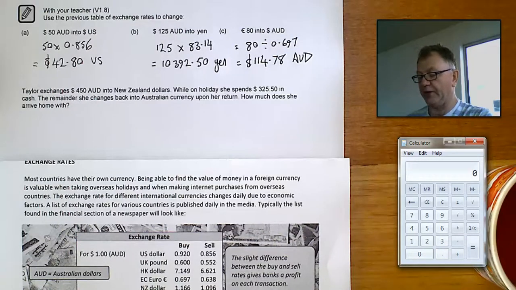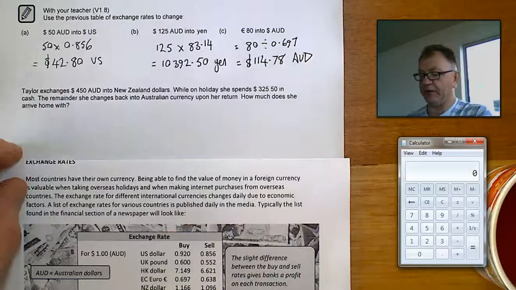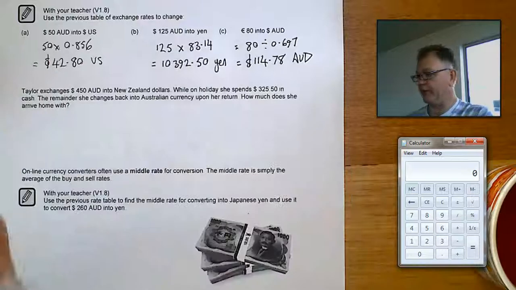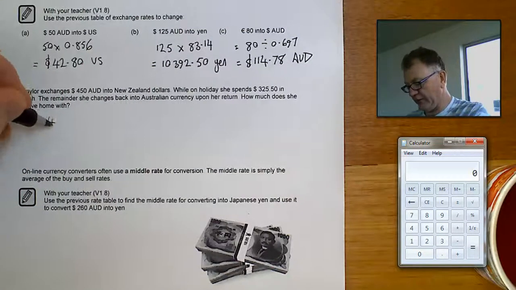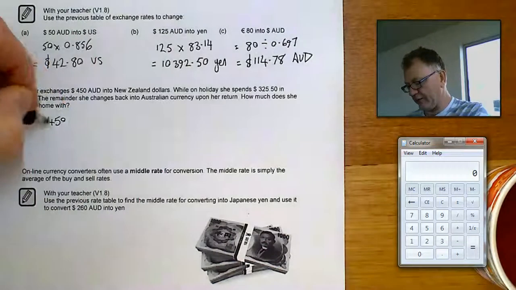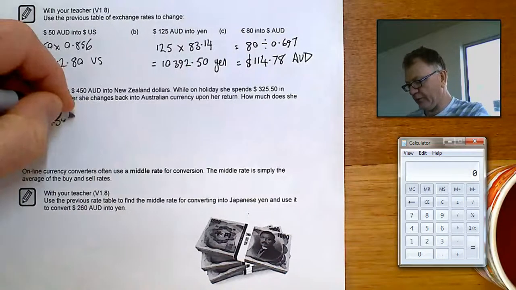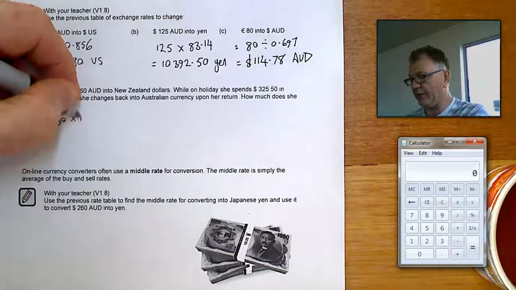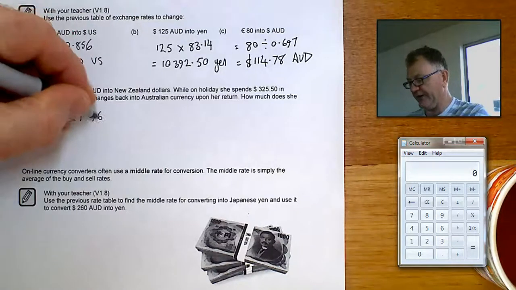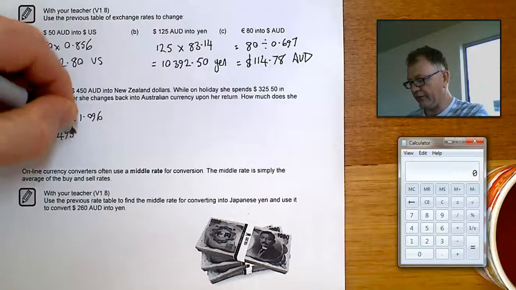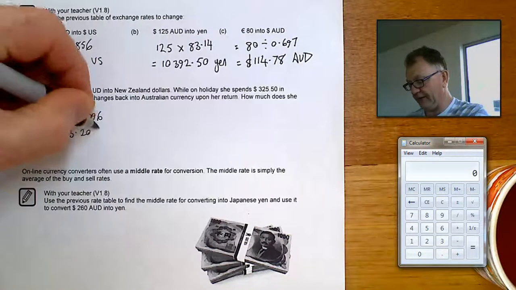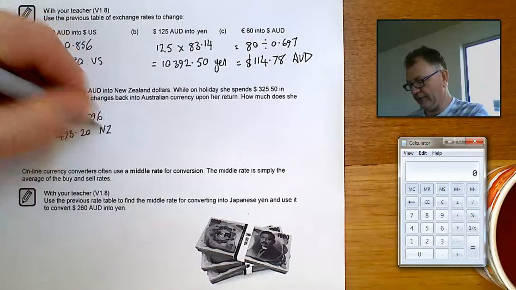Okay, let's have a look at the next question, which involves a holiday trip. Taylor changes $450 Australian into dollars New Zealand. So first of all, we have to work out how many dollars New Zealand she's got. So multiply by the exchange rate, $450 Australian, multiplied by the exchange rate, 1.096, she will end up with $493.20 in New Zealand dollars.